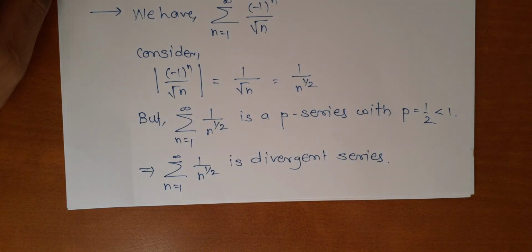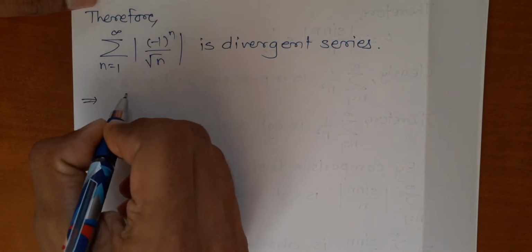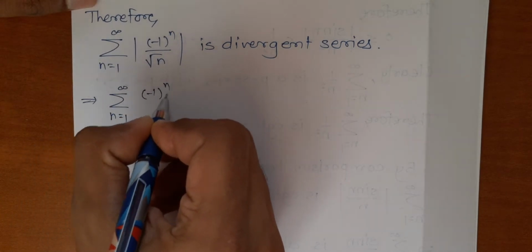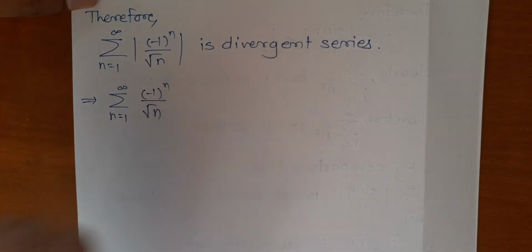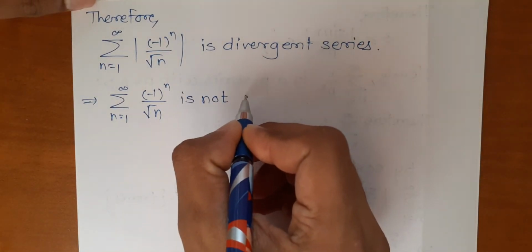I will write on the next page. Okay, so I wrote the same thing. So it's a divergent series. That means by applying mod, we are getting a divergent series. So we can say it's not absolutely convergent, since by applying mod it is not convergent. So I will say it is not absolutely convergent series.